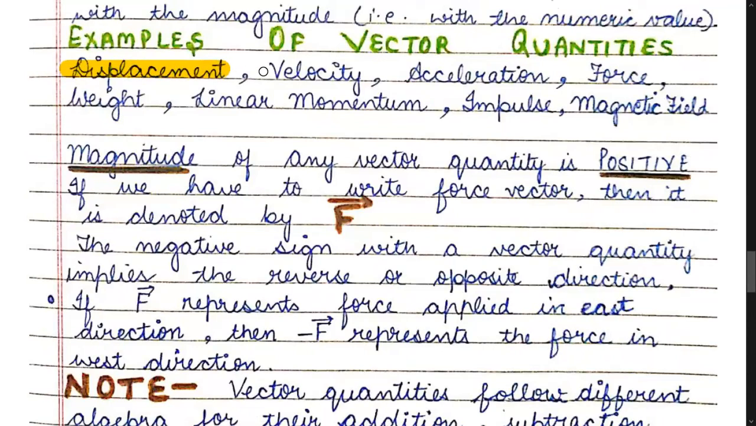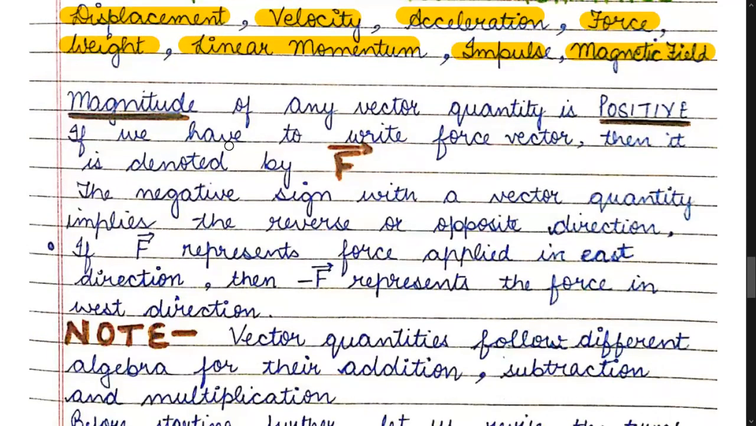Displacement, velocity, acceleration, force, weight, linear momentum, impulse, magnetic field. These are a few of the vector quantities, and we'll be learning these vector quantities gradually as we proceed further in this chapter.